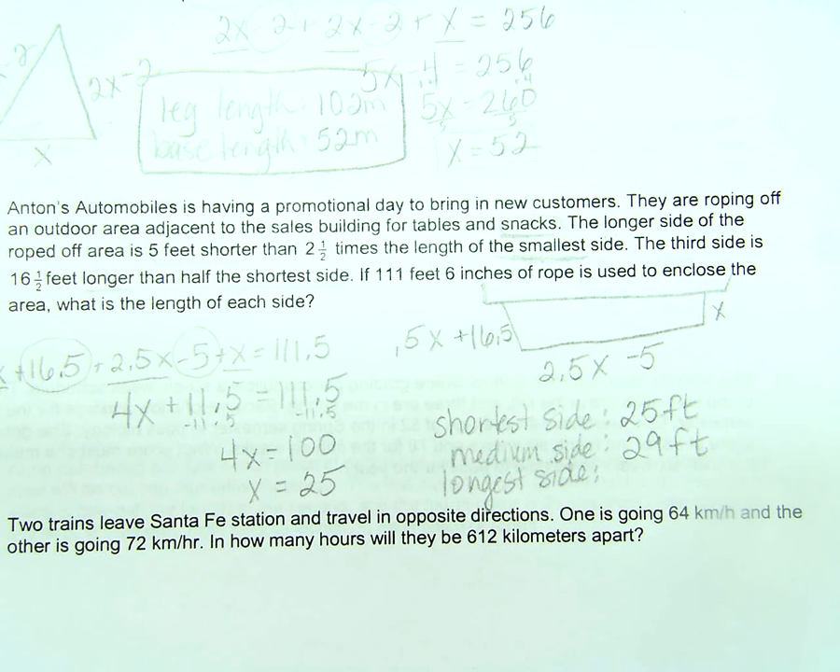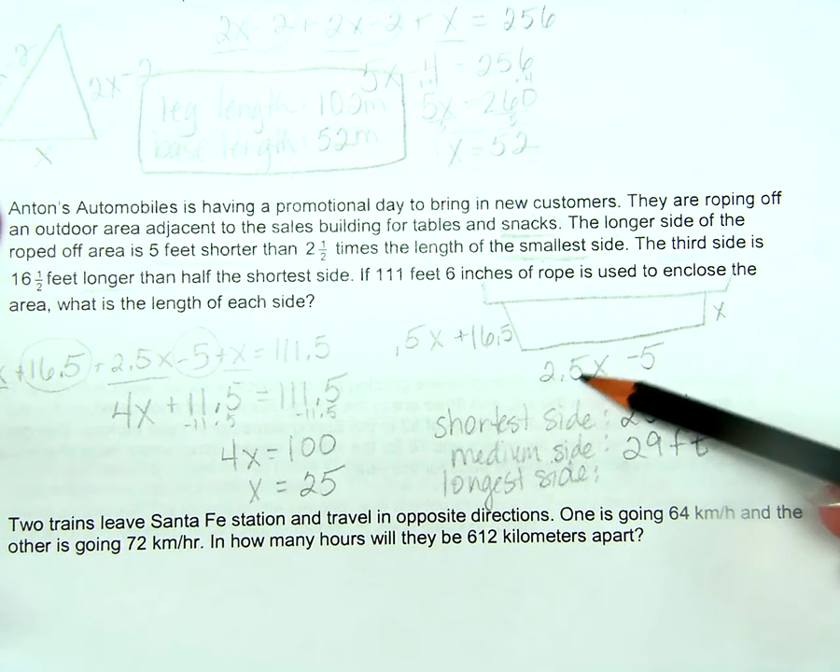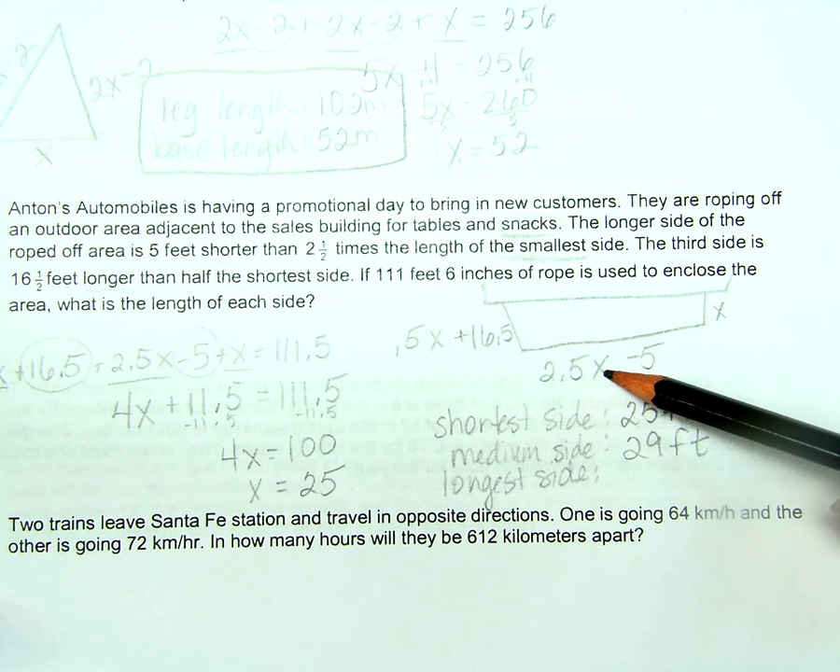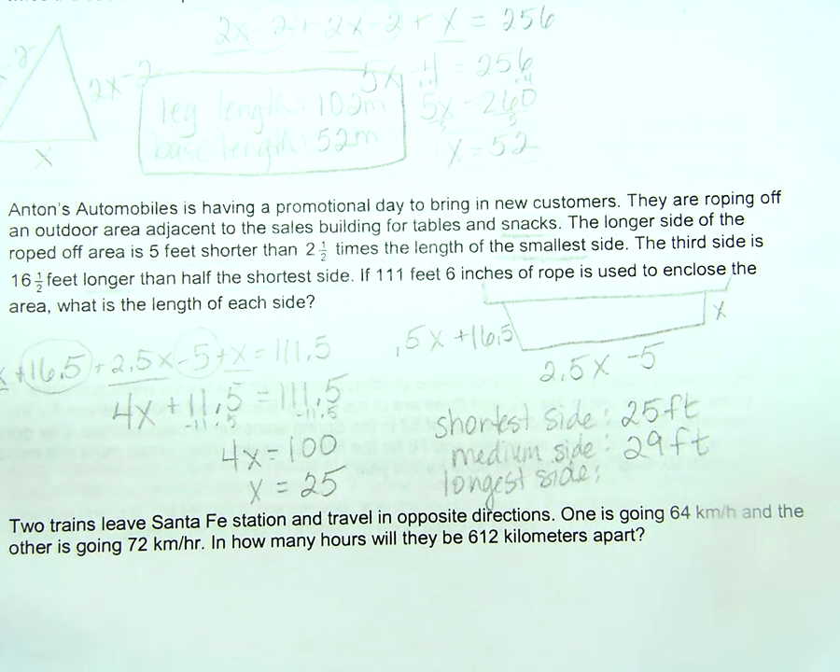Are you sure? 2.5 times 25. Are you just making up numbers now?